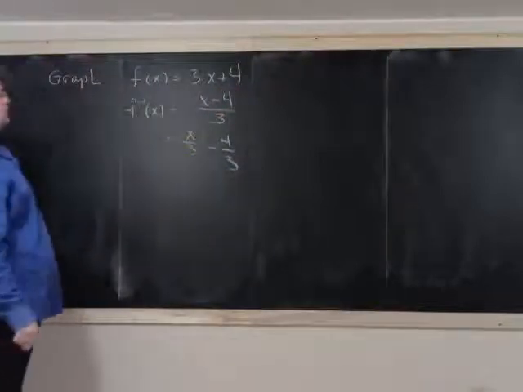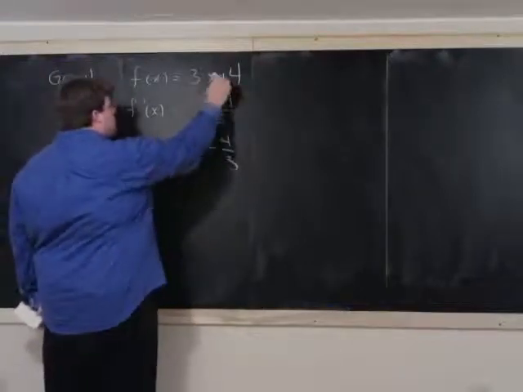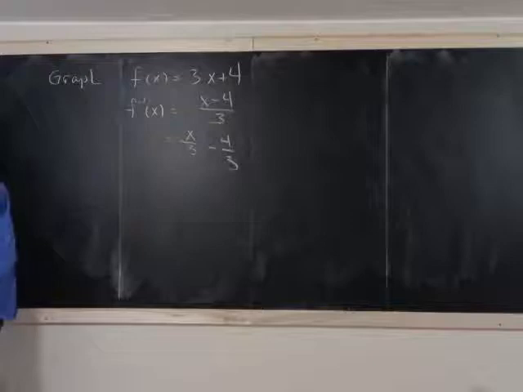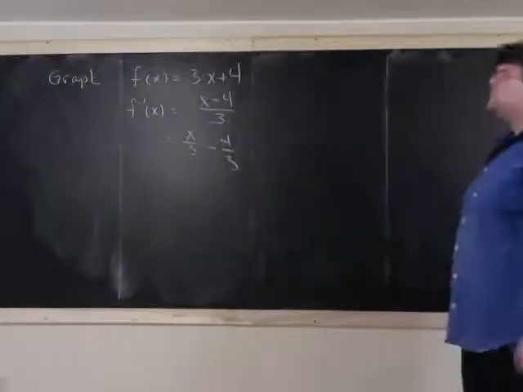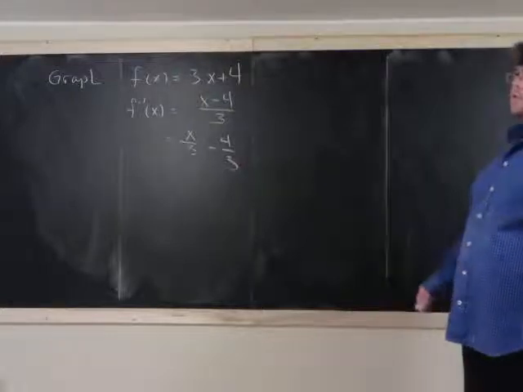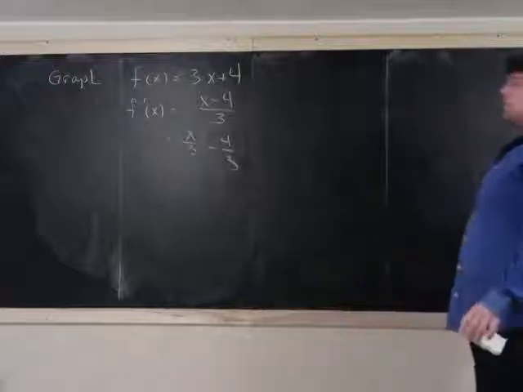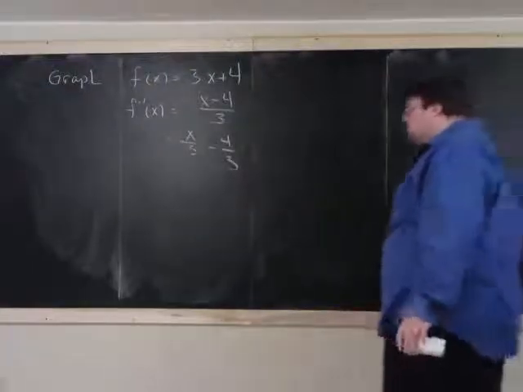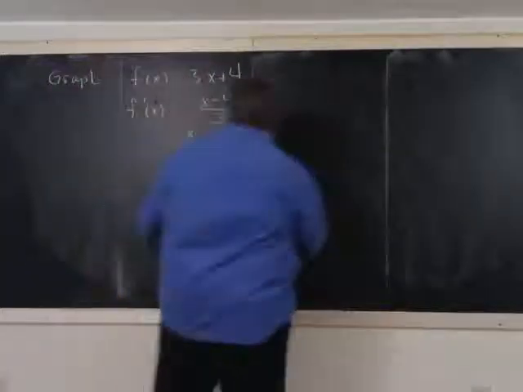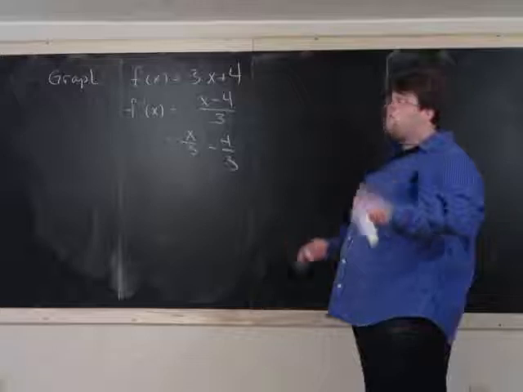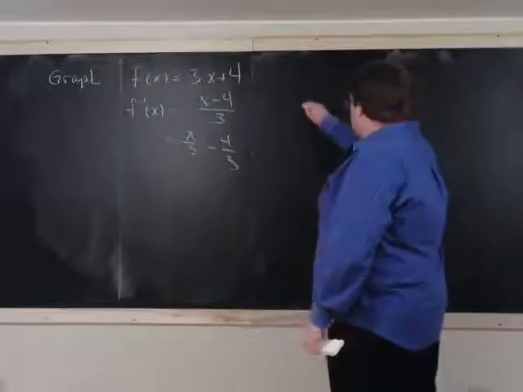Now right here, this is also a line with slope a third, y-intercept negative 4/3. That has slope 3, y-intercept 4. The slope-intercept form is quite convenient if you're graphing lines. There's a good chance this is the last line we're going to graph this semester. So let's graph these lines on the same graph. Let's do it on this board.